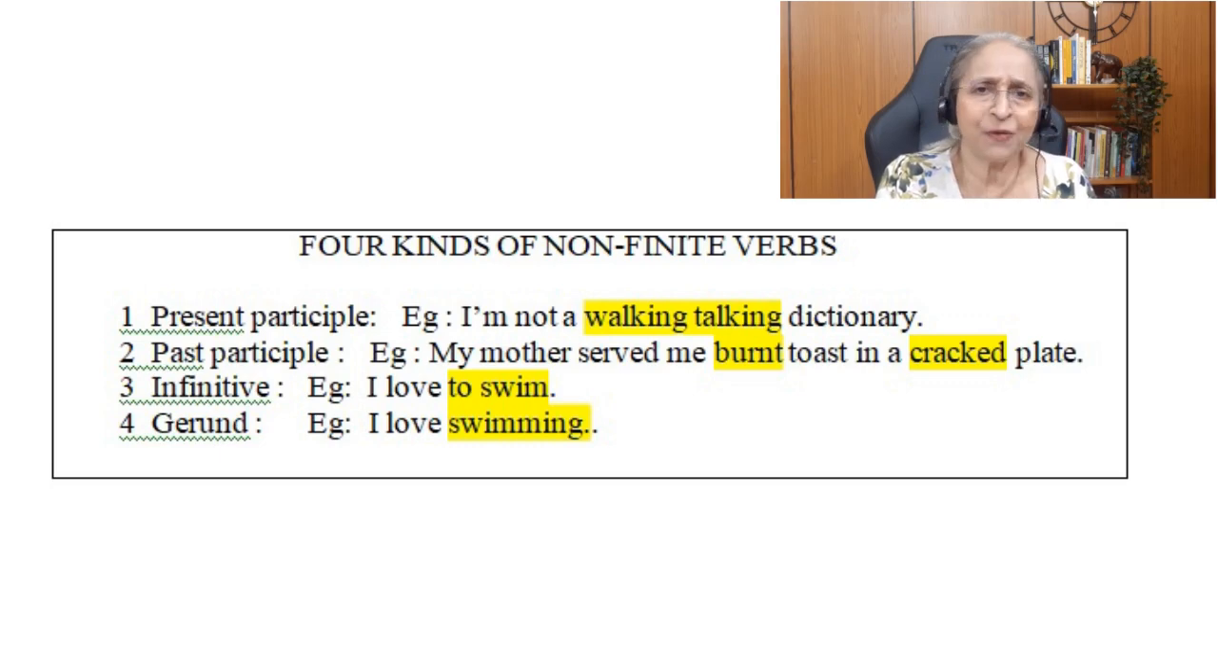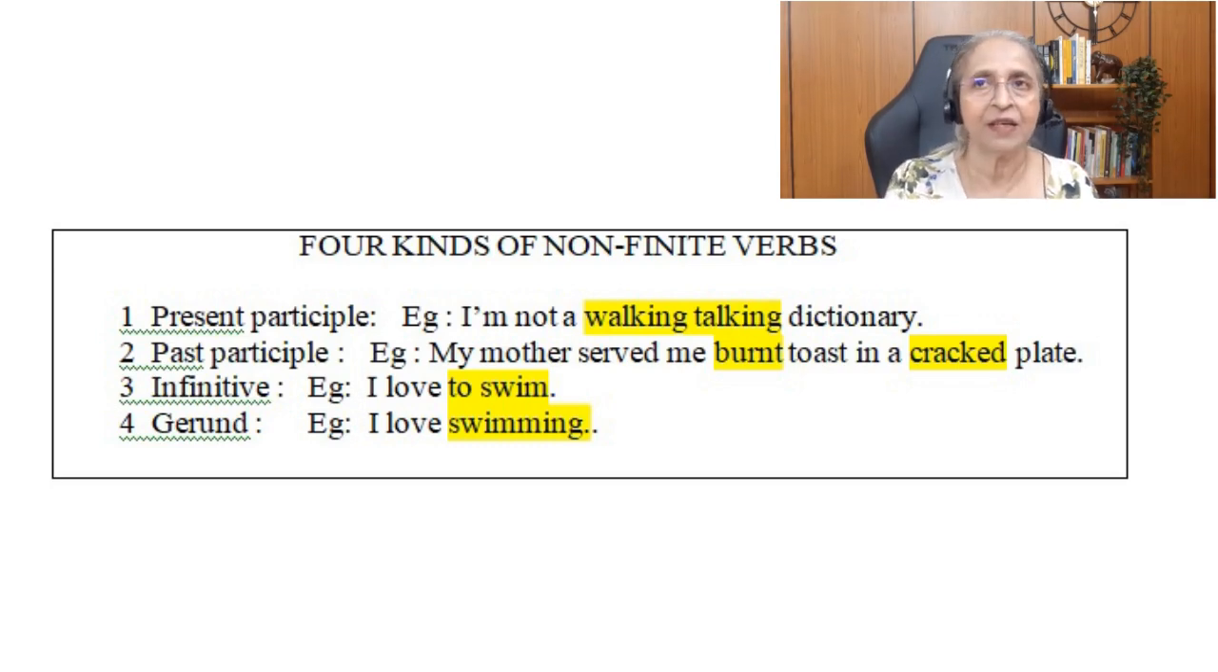No. You have kept the meaning intact. Now, since I have started with finites and non-finites, I thought this would be a good time to tell you that there are basically four kinds of non-finite verbs. Now, finite verbs, as you know, are only of one kind and you can change the tense. But there are four kinds of non-finite verbs. What are they? The first one is called the present participle, and that is verb plus ing.